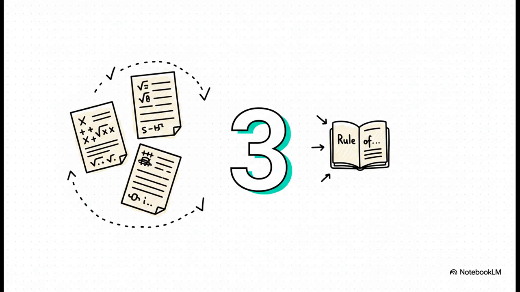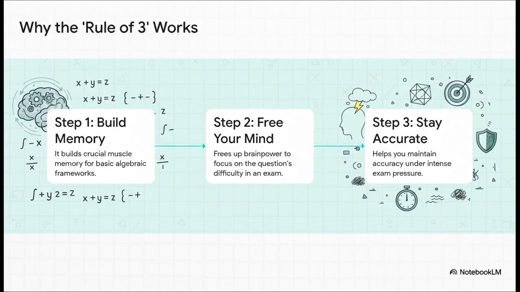The second number is 3. This is what's known as the rule of 3. And the playbook is crystal clear on this. You must complete every single topical worksheet for every single topic at least 3 times over the course of your A-levels. No exceptions.